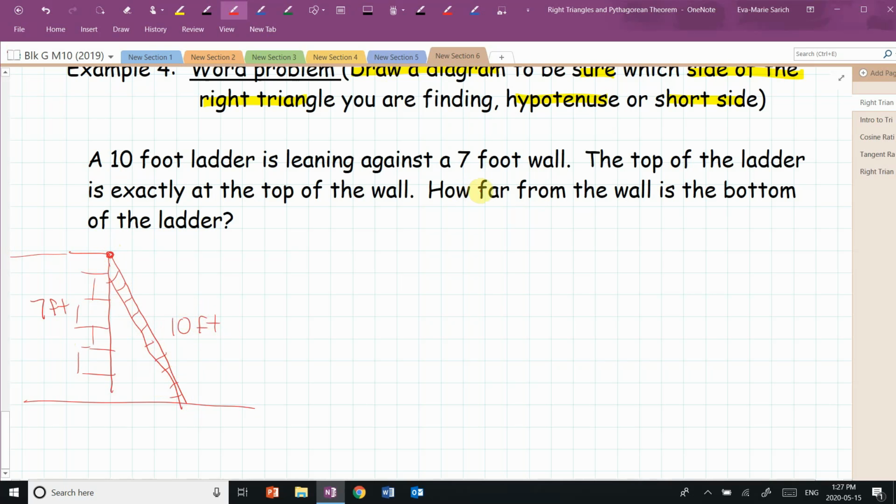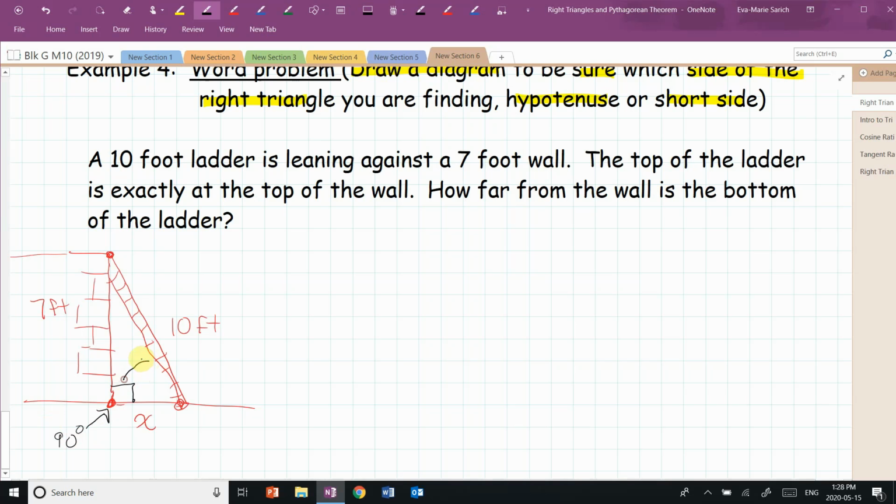So now we're asked how far from the wall is the bottom of the ladder. So this is the distance. There's the bottom of the wall and there's the bottom of the ladder. This is the x that we're looking for. Now in order to solve this, we also need to find the right angle because Pythagoras' theorem only works with right angle triangles. So we're looking for which corner of the triangle that's being formed by the ladder and the wall is the right angle. And I'm hoping you can see that this is where the right angle is. Okay, that is our 90 degrees.